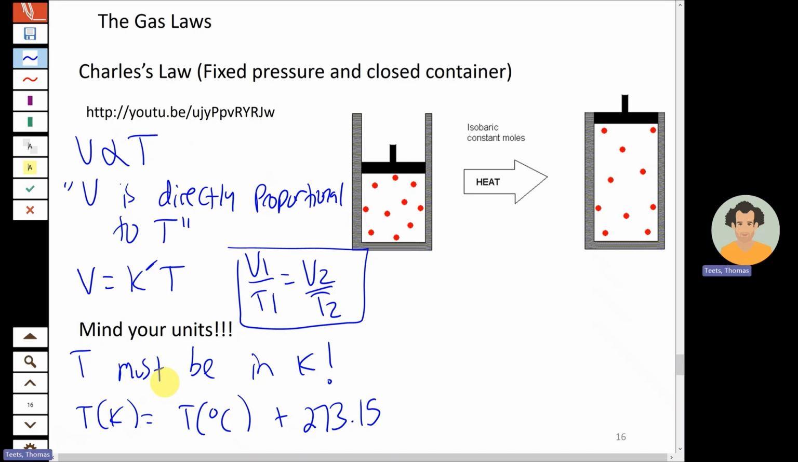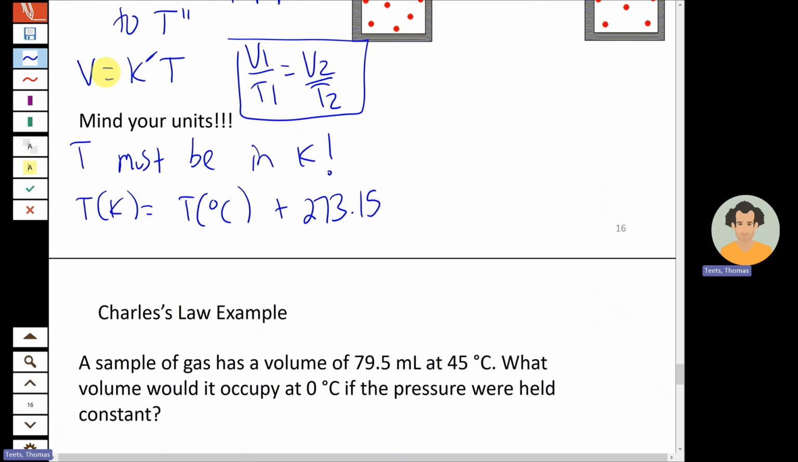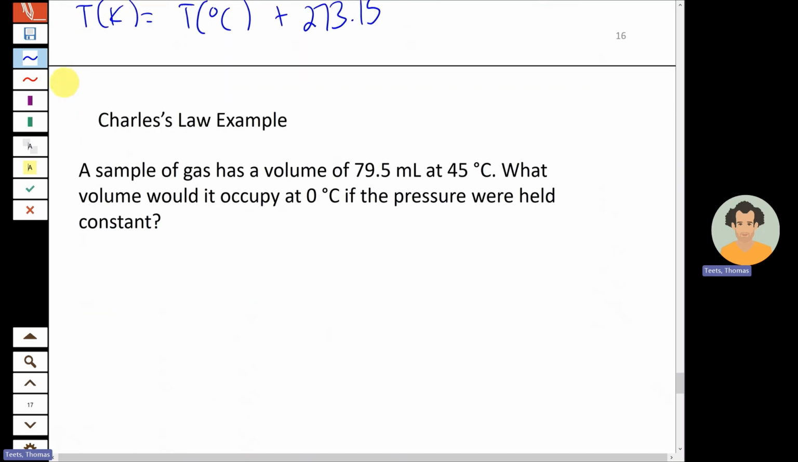All right, so then we can do sort of the same thing as just an example problem of using this equation. If we have a sample of gas that occupies a volume of 79.5 milliliters at 45 degrees Celsius, what volume would it occupy at 0 degrees Celsius if the pressure were held constant? We're talking about changes in volume and temperature, so we're going to use Charles's law here, as the title tells us to. Even if we didn't realize that, volume and temperature is Charles's law, which is written in this way, as we just talked about.